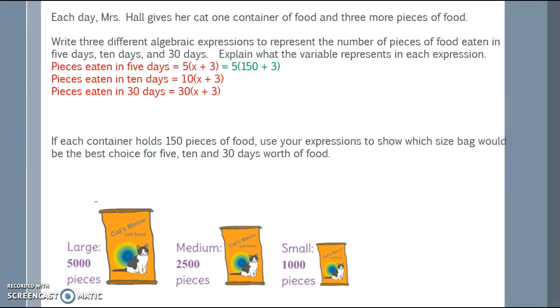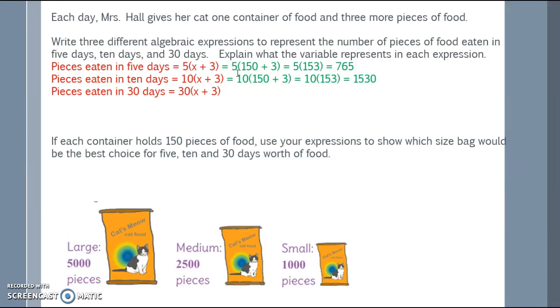Because we know that each container holds 150 pieces of food, we can use our expression to show which size bag would be the best choice for 5, 10, and 30 days worth of food. So if we know that 150 represents the number of pieces in each bag, we can replace x, which we represented as the number of pieces in each bag, with 150, giving us 5 times 150 plus 3, which is equal to 5 times 153, or 765 pieces.